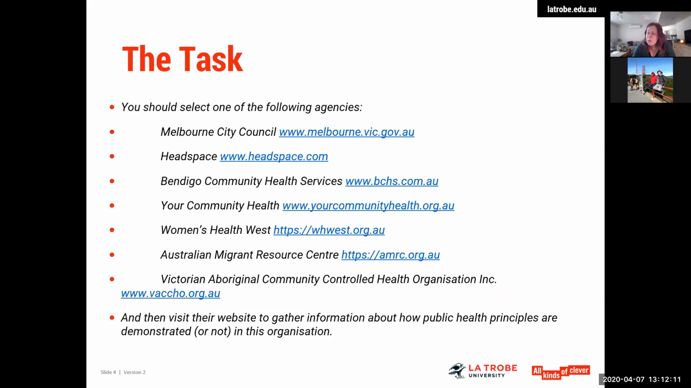And I think that there'll be something for each of you to learn from these particular organisations. And you might want to have a look at a couple of them before you make your decision about which one you're going to focus on. So once you've made that selection, you can then go and look at their website to gather the information about how the public health principles are demonstrated or not, because sometimes what's not evident can be just as important and useful. And that'll come into play when you have to think about some of the limitations of what you're witnessing from your visit. So you'll jump onto their website and have a look at what's going on there.